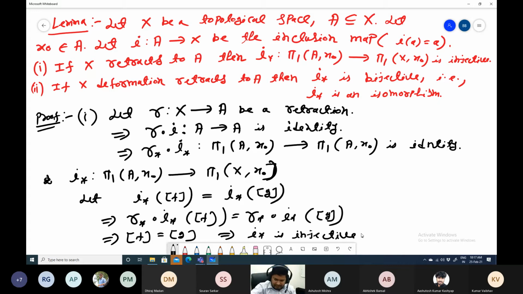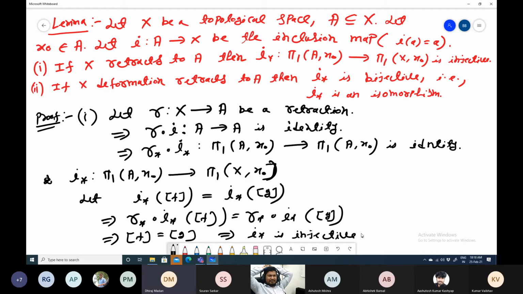That is a good question. Now here we proved that if R is a retraction, or if A is a retract of this one, then it is injective. Now you give me the answer: if you have an inclusion map, then is I star always injective? What do you feel? First of all, tell me, yes or no?